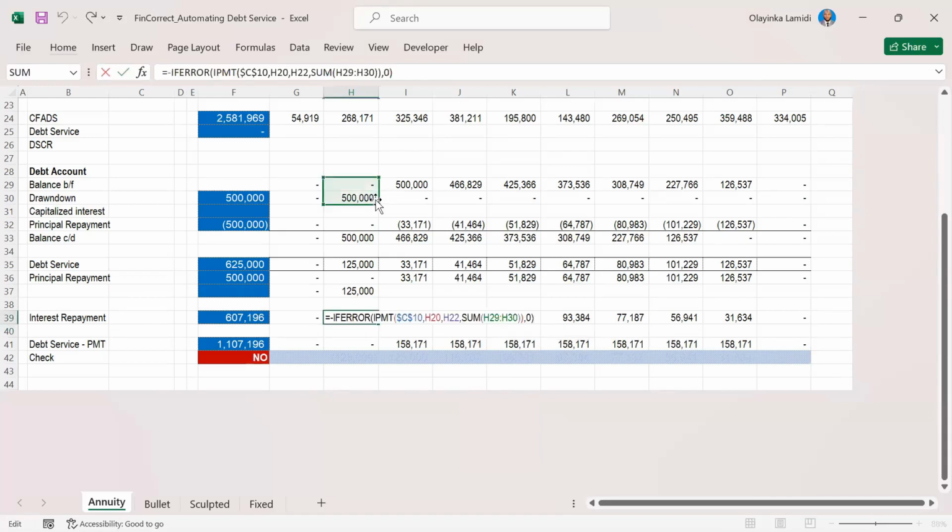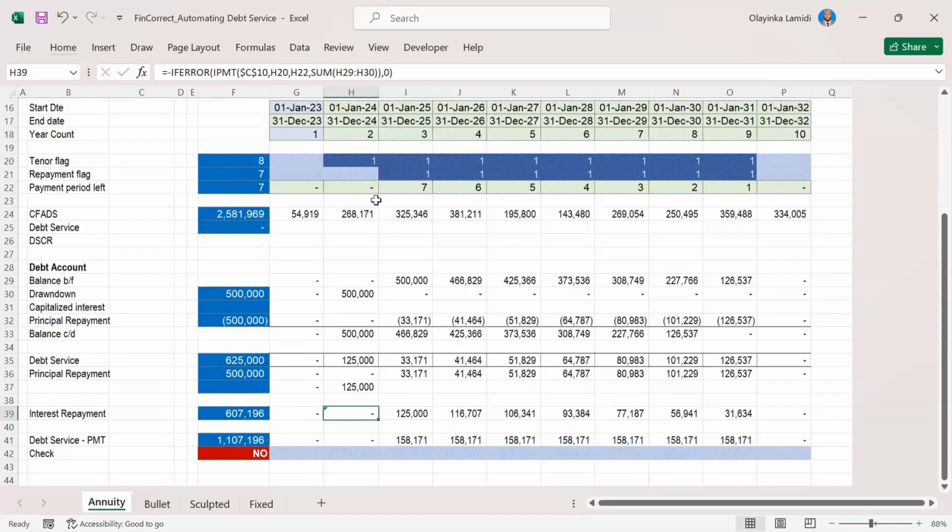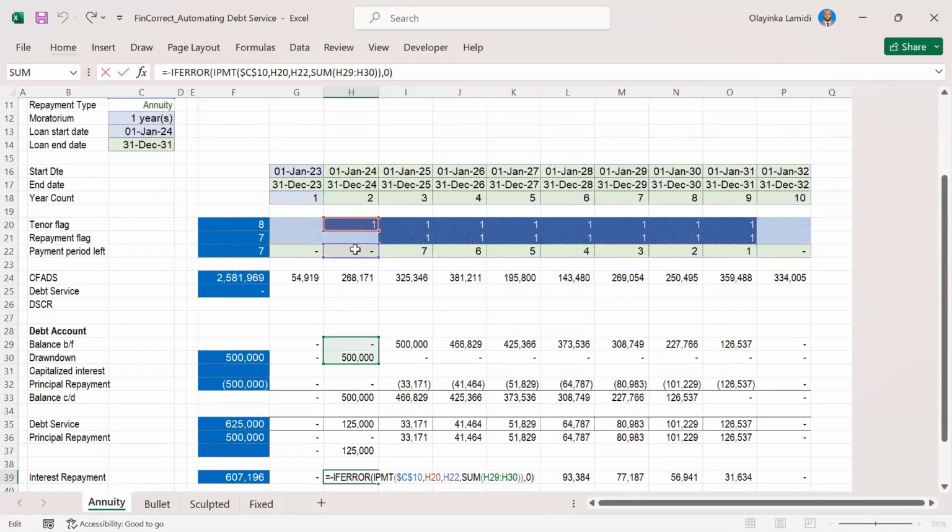So it's still not capturing. The reason why it's not capturing is that we have 0 here. This 0 is showing that it's not the period we need to make any payment. So for us to be able to adjust it, we need to recognize number 8 for this period. We need to recognize that this is the loan period left.